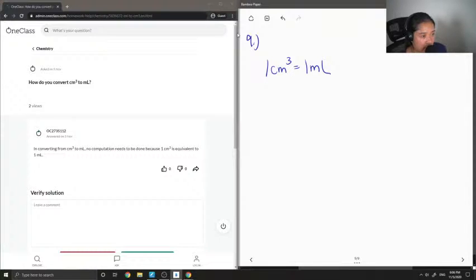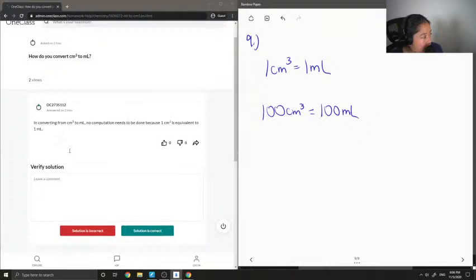So let's say you had 100 centimeters cubed. That is equal to 100 mils, and so on, so forth. So in converting centimeters cubed to milliliters, no computation needs to be done because 1 centimeter cubed is equivalent to 1 milliliter.